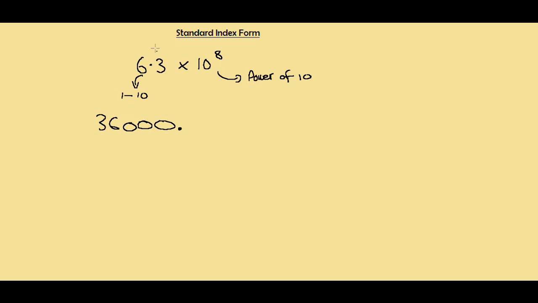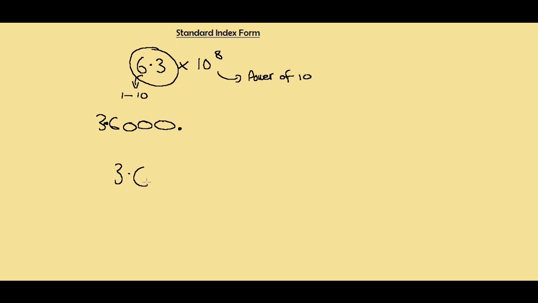In order to get this first number, where it was 6.3, we need the decimal point to be in such a place that the number that we end up with is between 1 and 10. So if I were to put the decimal point here, then that is 3600.0, which is clearly not between 1 and 10. So actually to do that we'd need to put it here, which is 3.6.